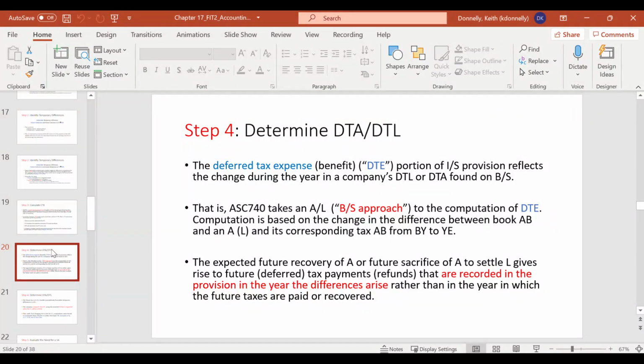As we've indicated, right, ASC 740 takes a balance sheet approach. And as I have here, the expected future recovery of an asset or future sacrifice of an asset to settle a liability gives rise to a future deferred tax payment. It's recorded in the provision in the year the difference arises, rather than in the year in which the future taxes are paid or recovered.